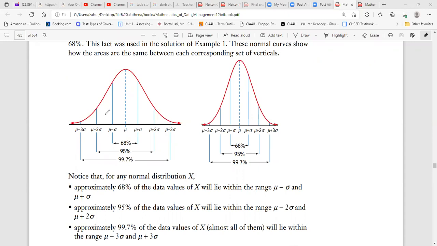Within 2 standard deviations, mu minus 2 sigma and mu plus 2 sigma, the area here, or your data, 95% of data will be there. And within 3 standard deviations, the area here will be 99.7%. 99% is very close to 100%, which means most or all of your data will approximately fit within 3 standard deviations.